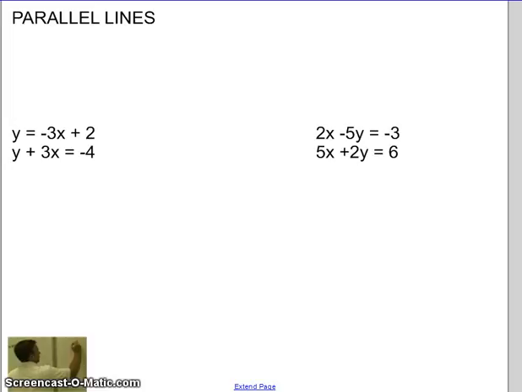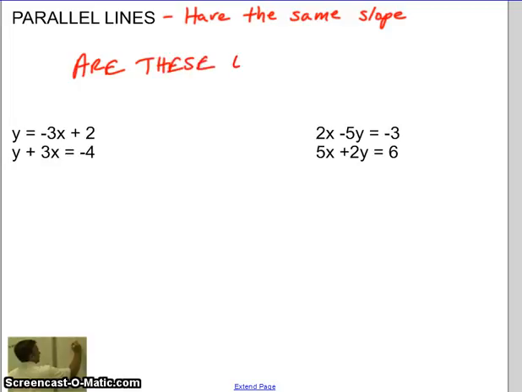Alright, parallel lines have the same slope. Okay, so if you want to determine, are these lines parallel, well, you have to find the slope for each line. Alright, so let's look at our first group of equations, and then we have y equals -3x plus 2. Well, this is in slope-intercept form, y equals mx plus b, and our m is right here, so our m is -3. Our slope is -3. Alright, let's see if our slope in the other equation is -3.